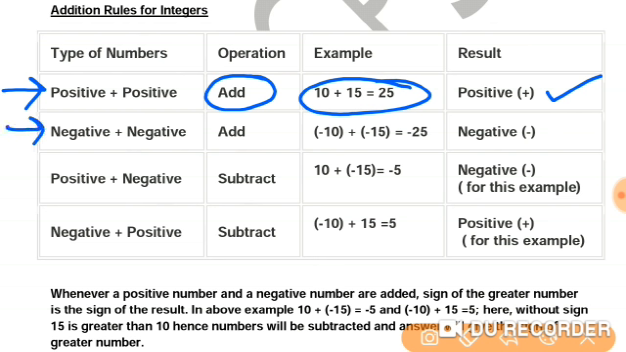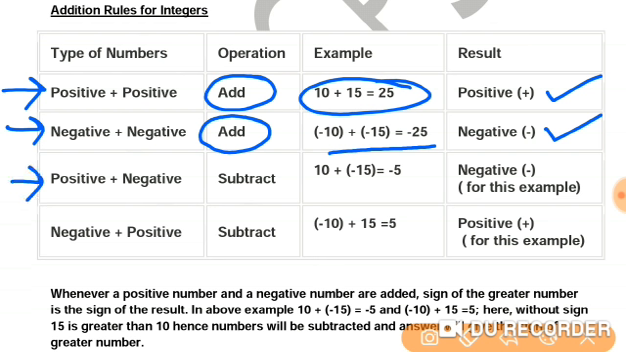Now, what if we have two negative integers? Then also we always add them. Whenever we have to add two negative integers, we add them. For example, minus 10 plus minus 15. But the result will always be a negative integer. Minus 10 plus minus 15 is equal to minus 10 minus 15, because plus minus is always minus, which is equal to minus 25. So they are added but the sign will remain negative.